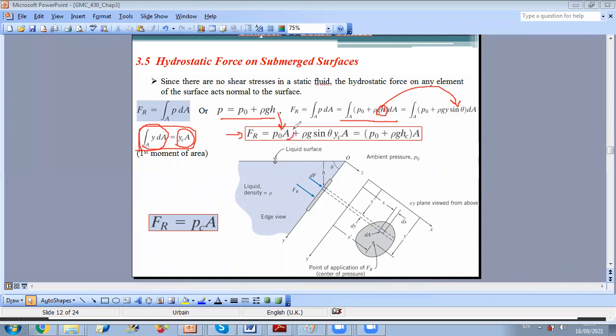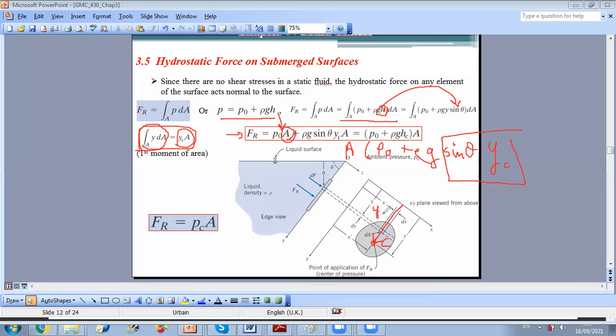Let's take A as a common factor and see what we get. If we take A as a factor, we get that FR is A times P0 plus rho G sin theta times y of the centroid. Okay? But sin theta times y of the centroid geometrically is what? Let's go back to the figure together. This is the centroid. Okay? This is my centroid. The y of the centroid is the head distance.